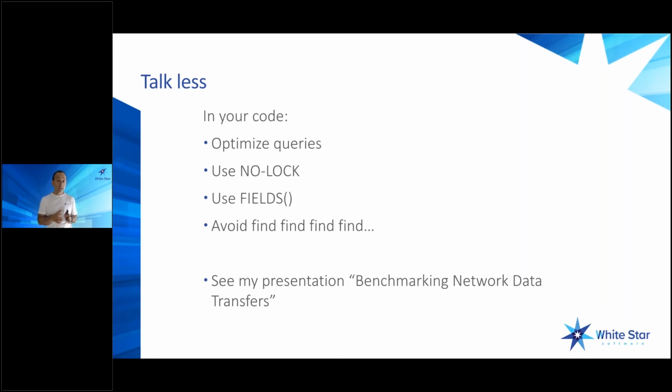Use field lists if you can in your queries, so you don't need to bring a 600-byte record across the wire if you only need the name of the customer or the phone number of the customer. So use your field list. And certainly avoid this find one, because now you're just shuttling one record at a time across the network. It's very, very expensive to do that, all right?